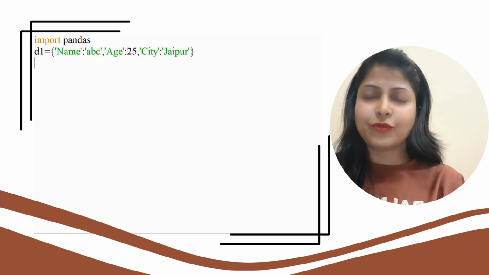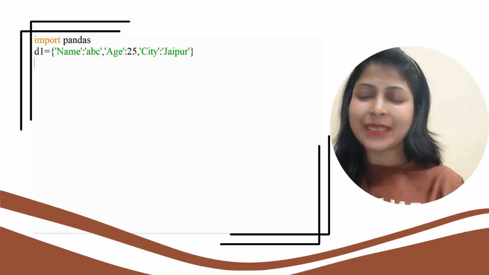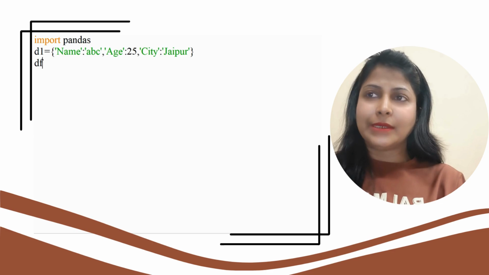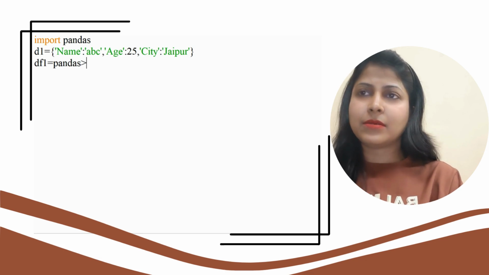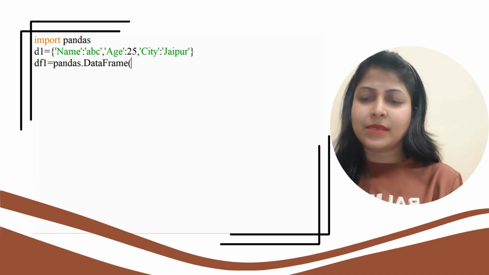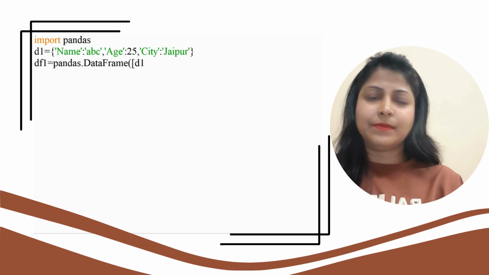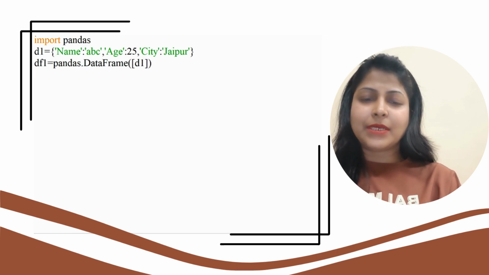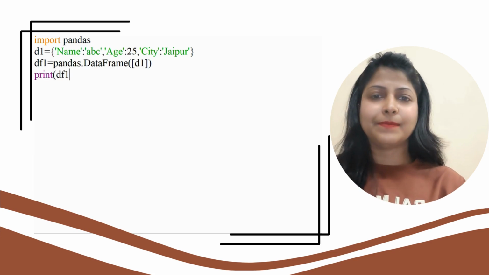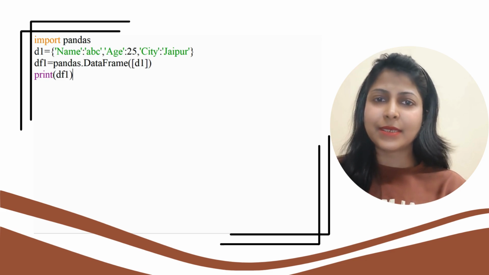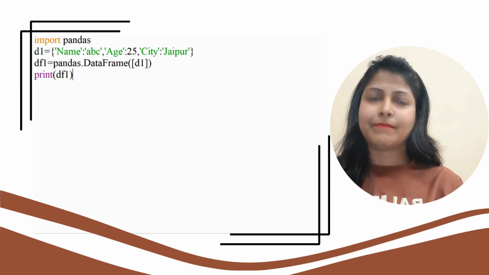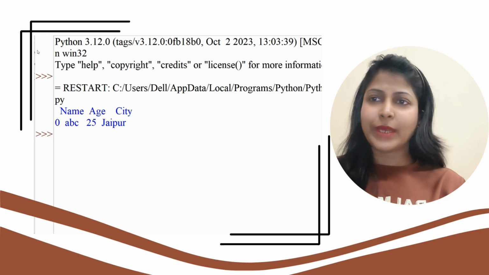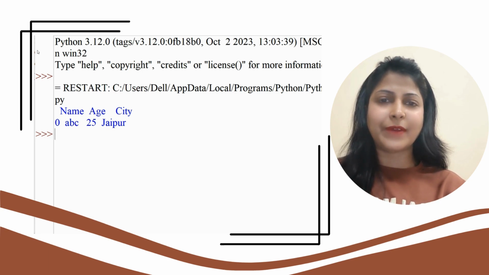Now, what am I going to do? I'm going to convert it first. df1 is equal to pandas dot DataFrame, and I'm passing d1 here, and I'm printing df1, right? So I've passed my d1 as one single dictionary. Let it convert. So this is my one data set. The index is mentioned as 0, ABC, 25 and Jaipur.